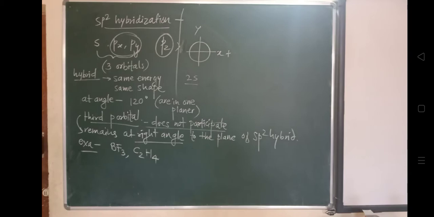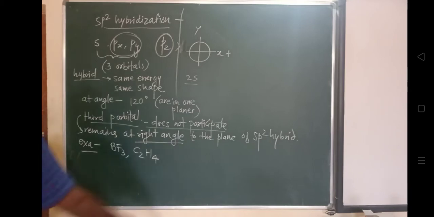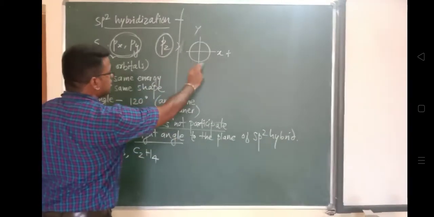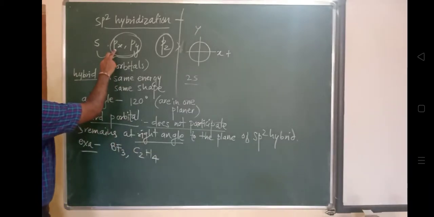So this is the s orbital, a spherical orbital, and this is the 2p orbital which will take part in this sp2 hybridization. Consider, suppose, the 2px orbital.